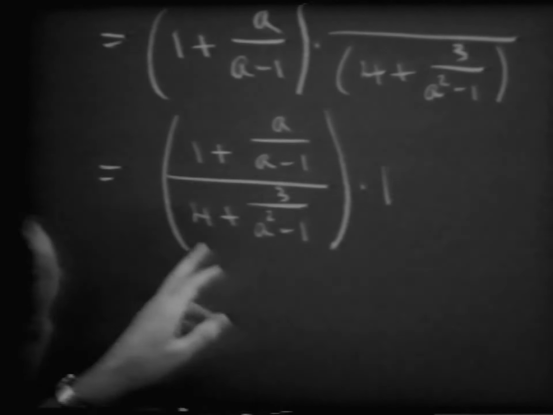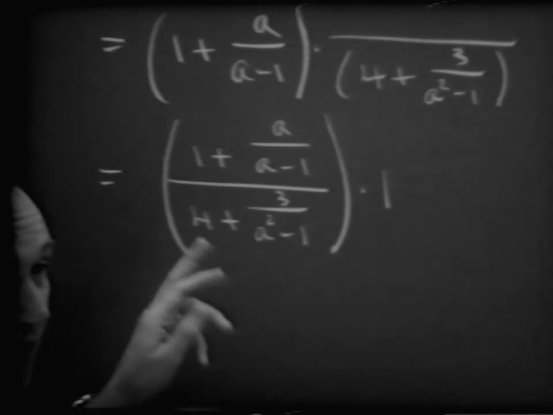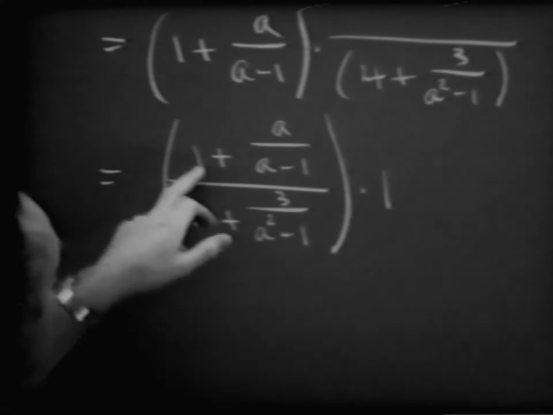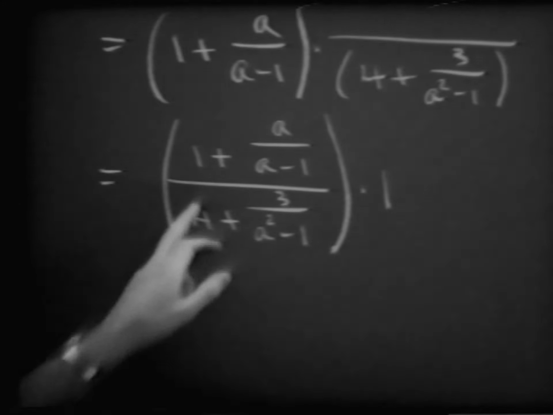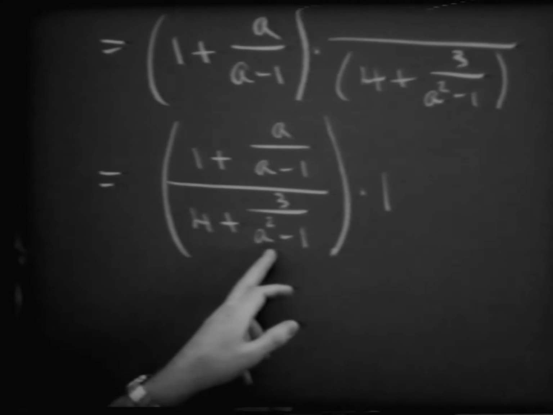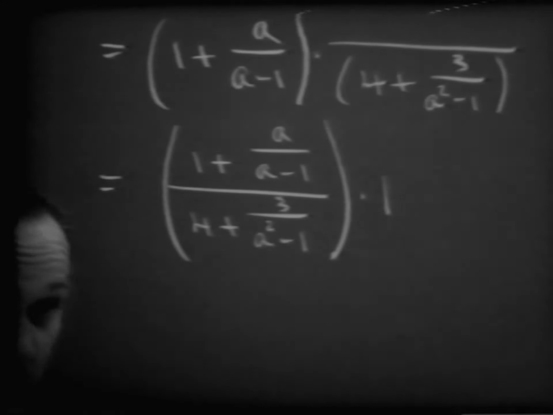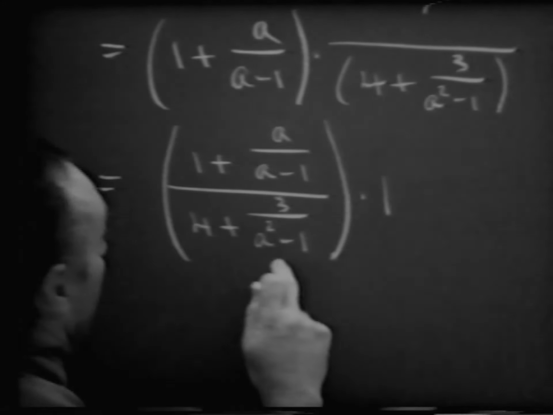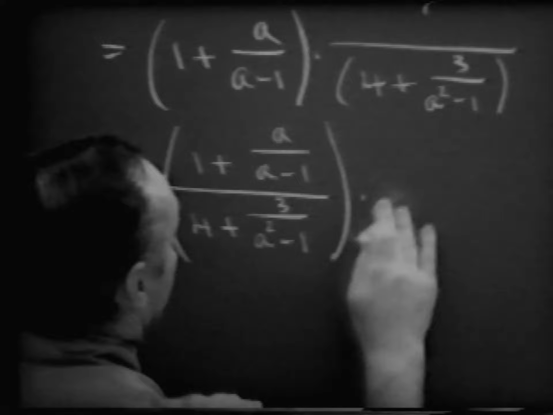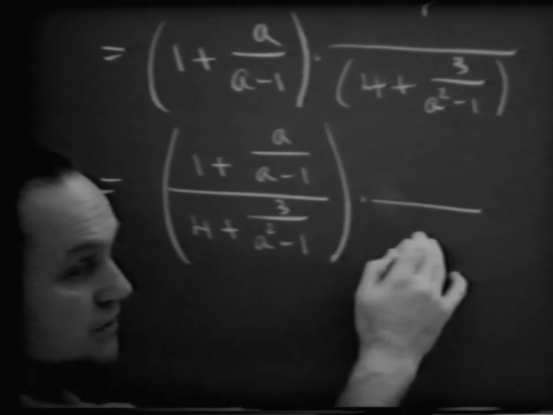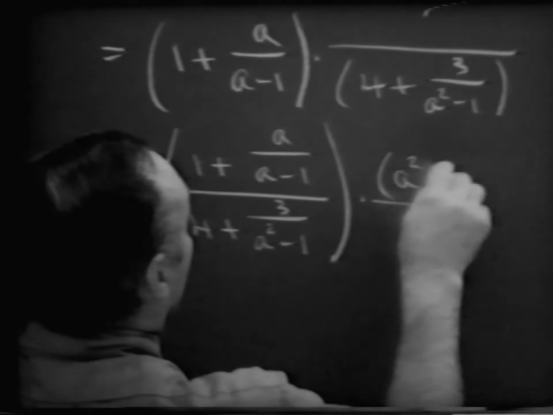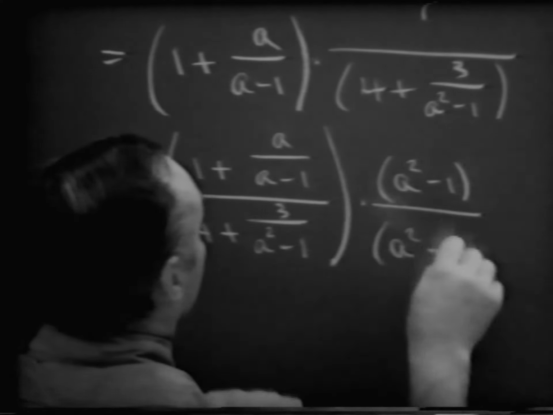And you look at this and you say, well, I think it's going to be the least common denominator. This is 1 over 1, and a minus 1, this is 4 over 1, and this is a squared minus 1. So what's the least common denominator of those 4 numbers? And it's going to be, Bill? A squared minus 1. So another name for the number 1 that we're going to put in here is? A squared minus 1 over a squared minus 1. Good. All right, everyone see that.